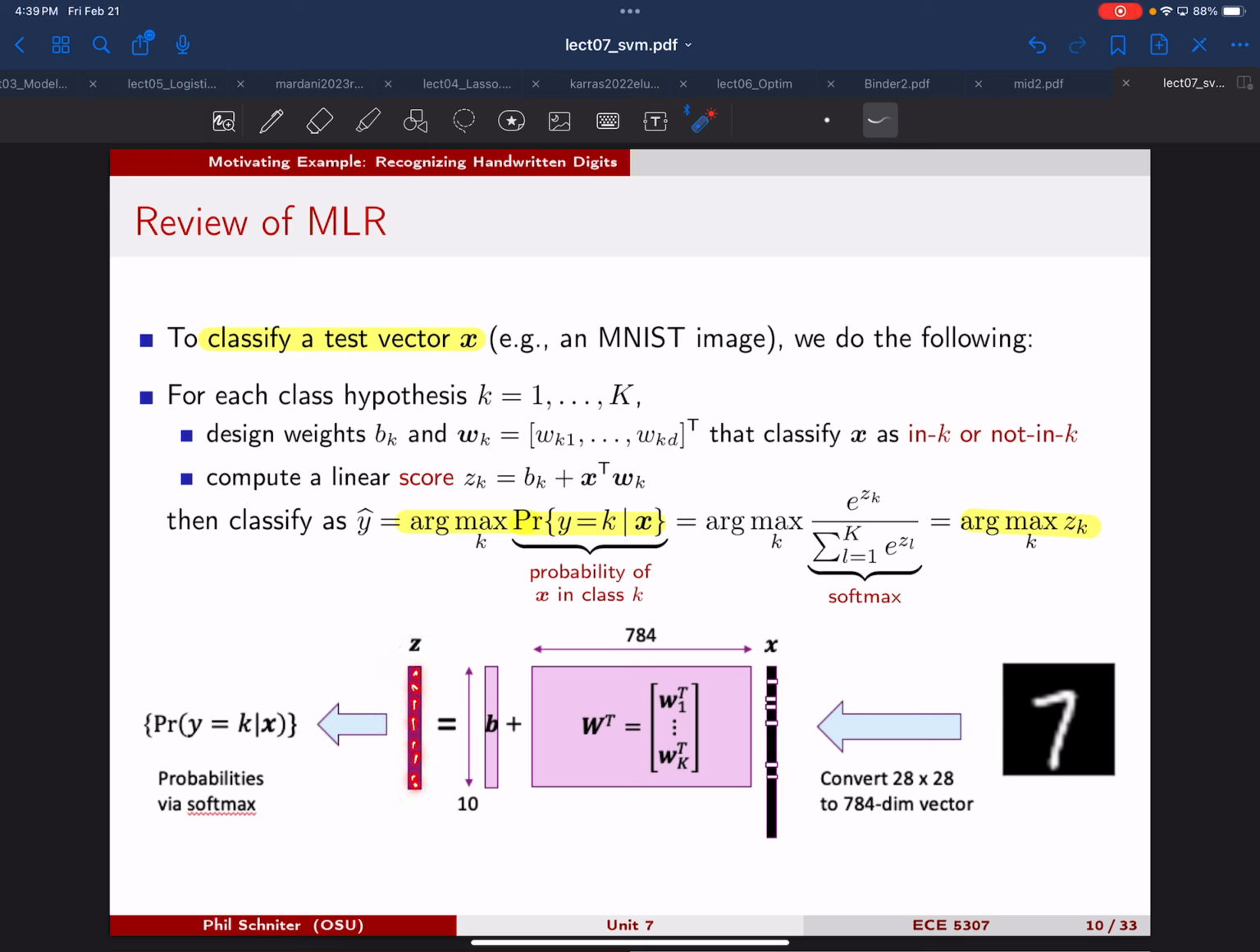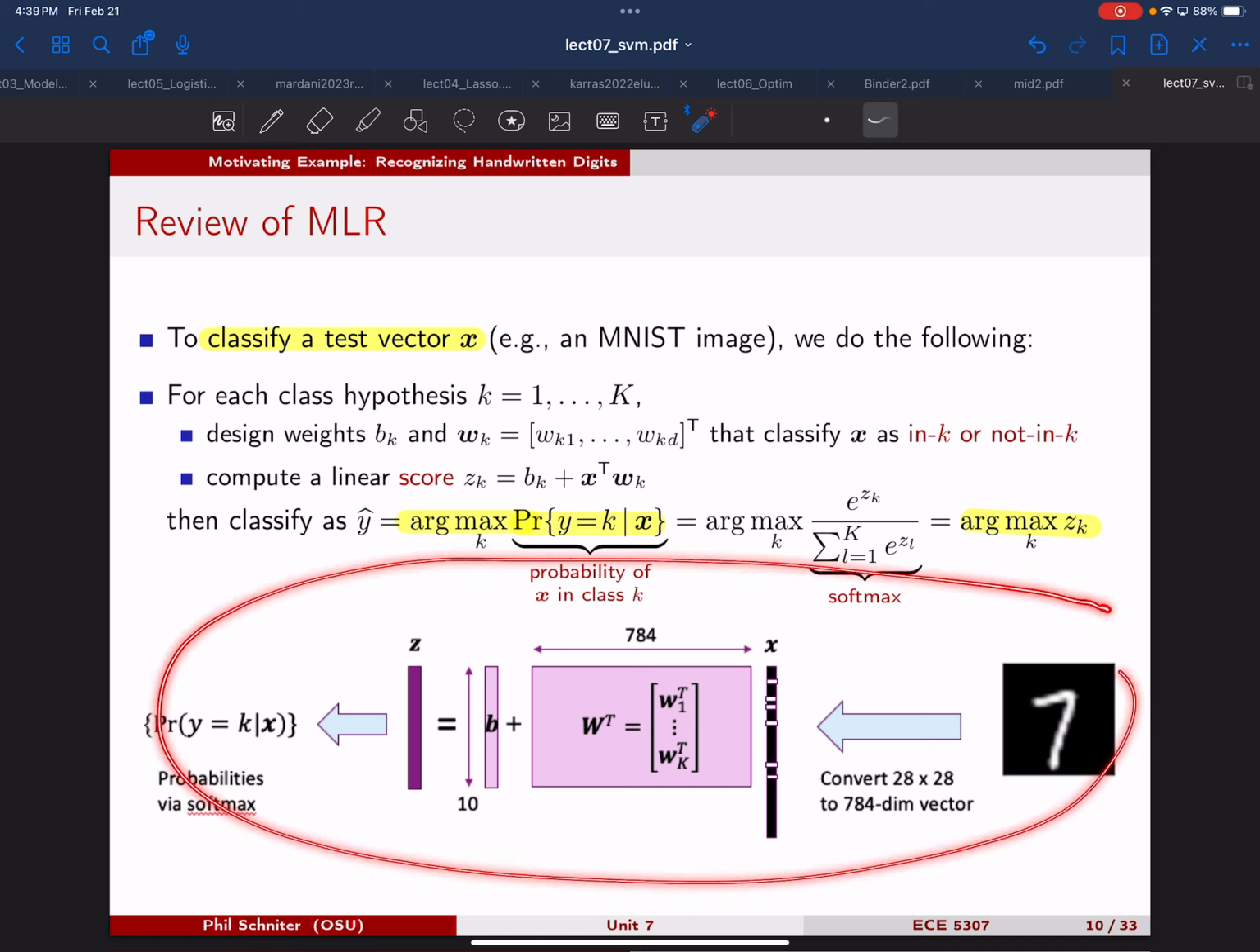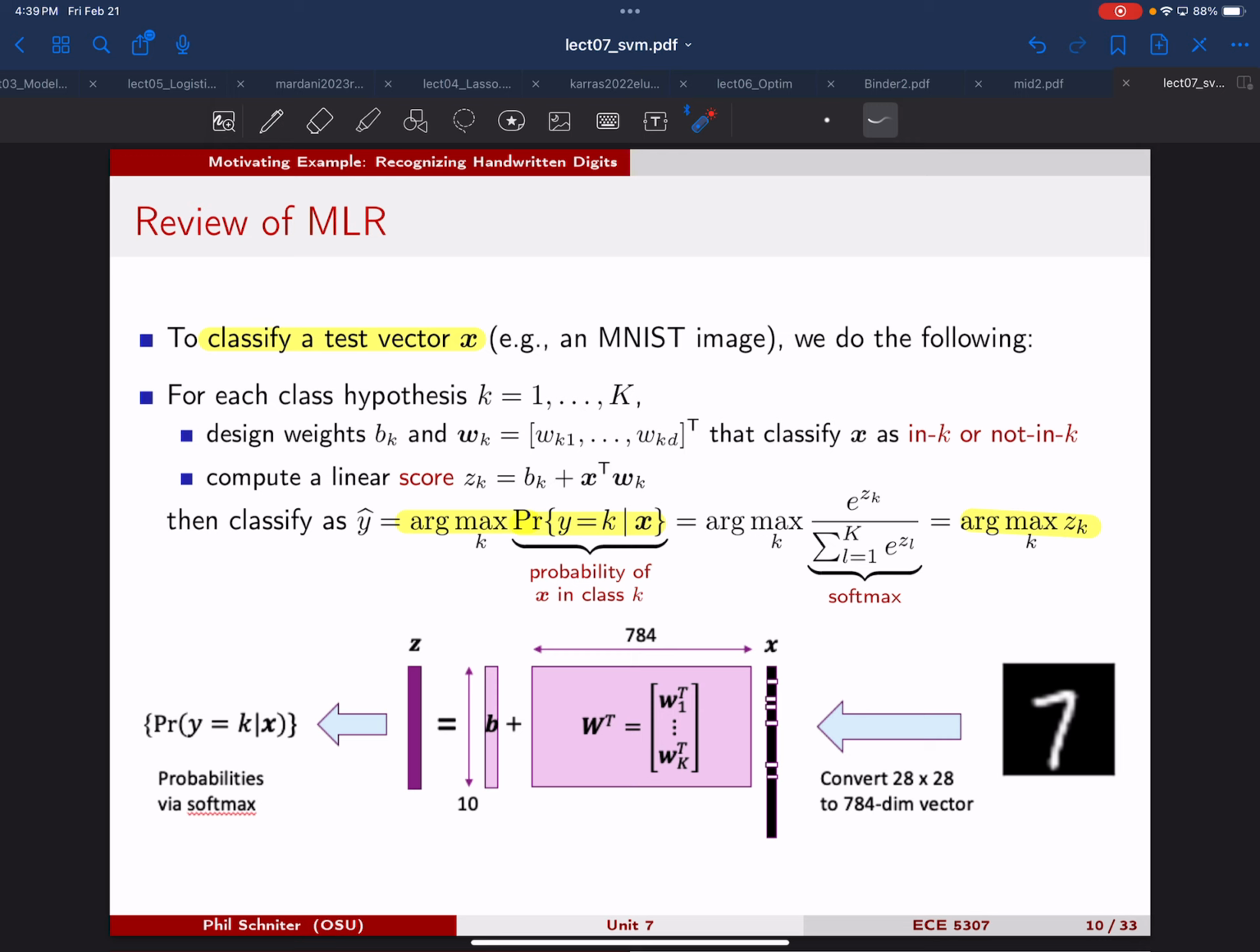And if you want to know which class it is, you just look through that vector and you find the location of the maximum value. And that is your guess of the class. That's your K that you guess. So anyway, does this make sense? Any questions on anything here?